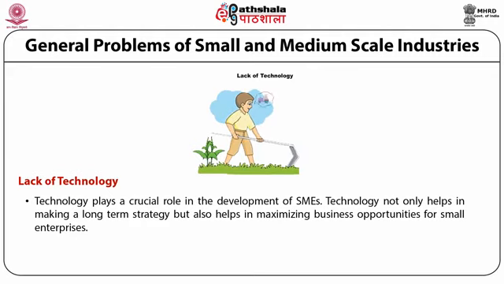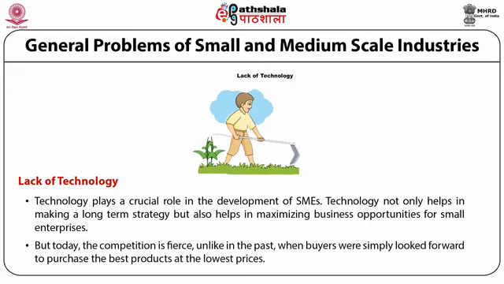Technology not only helps in making the long-term strategy but also helps in maximizing business opportunities for small industries. Technology for SMEs should aim at fueling innovation and business needs. Today, most of the SMEs in rural areas undertake manufacturing using the old methods and outdated technology. But today, the competition is fierce, unlike in the past, when the buyers were simply looking forward to purchasing the best products at the lowest prices.